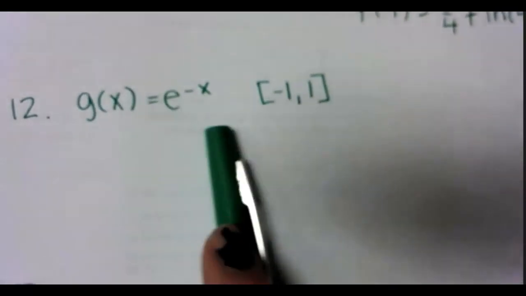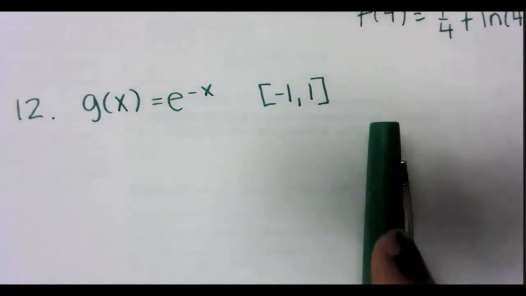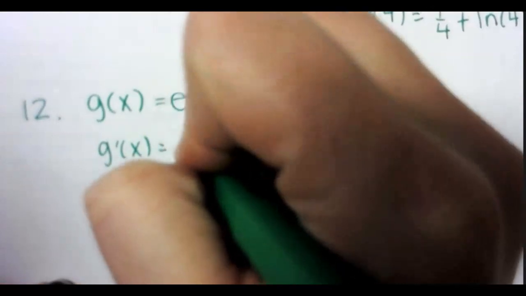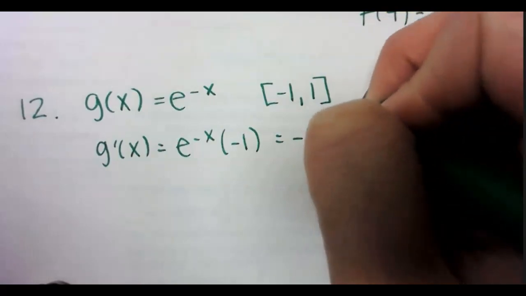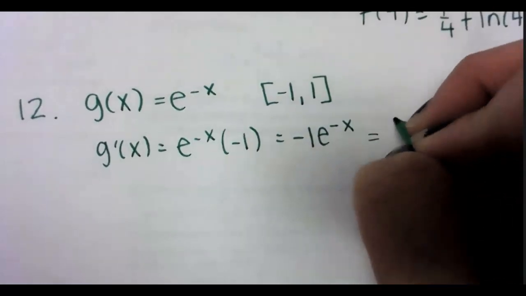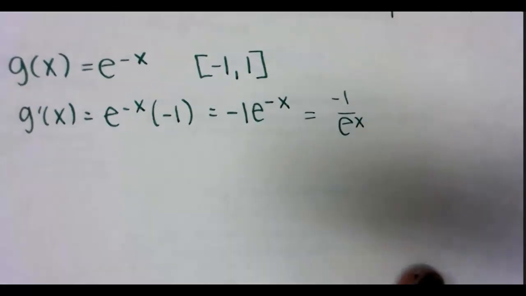So similar idea. We have g of x equals e to the negative x from -1 to 1. So what we want to do is find the derivative of g of x to start. So the derivative of g of x is equal to e to the negative x times -1, or negative e to the negative x. And then we need to find for this function where it's equal to 0 or does not exist.